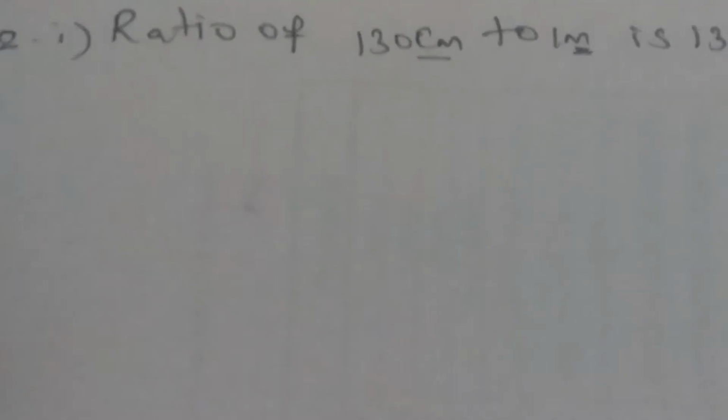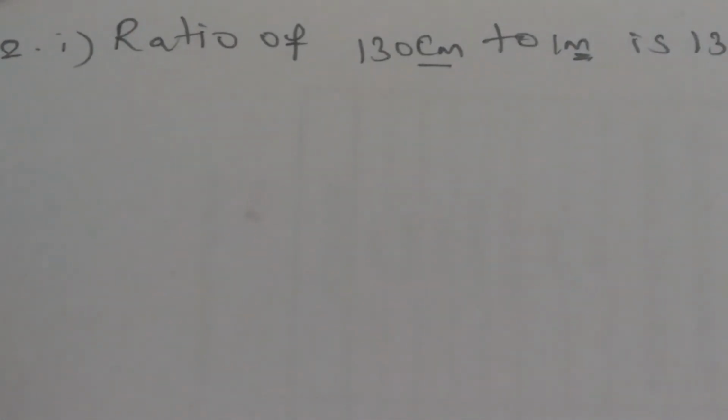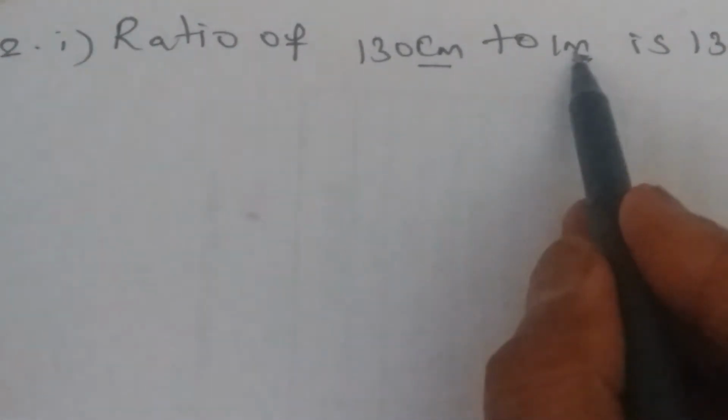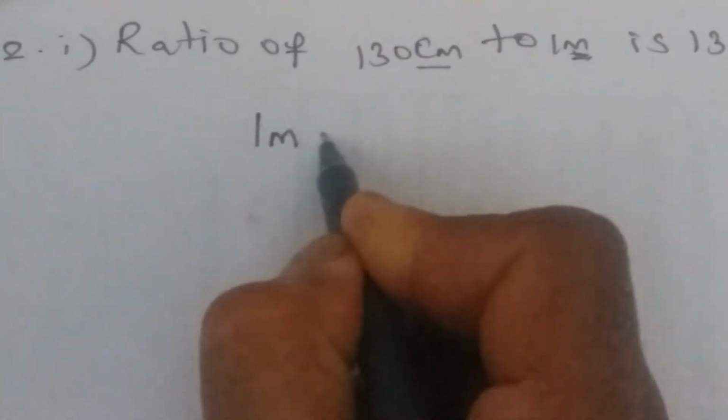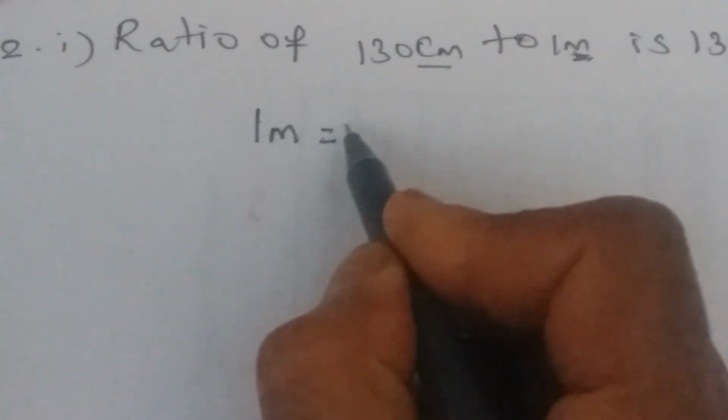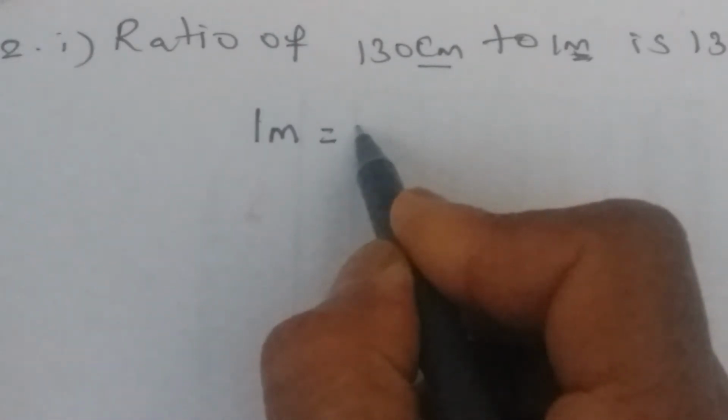So it is 130 centimeter to 1 meter. What is it? 130 is centimeter. Unit is centimeter here. Here unit is meter. Units are different. So we cannot find the ratio straight away. First of all, let us convert the greater unit meter to centimeter. What is 1 meter, children? Yes, 1 meter. How many centimeters are there in 1 meter?